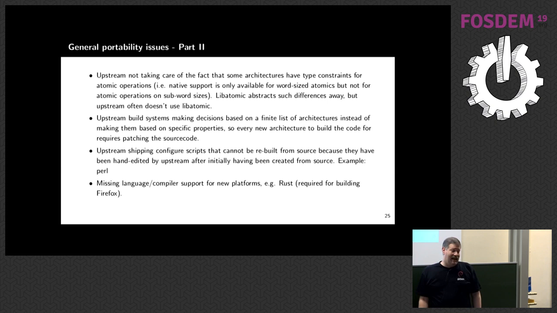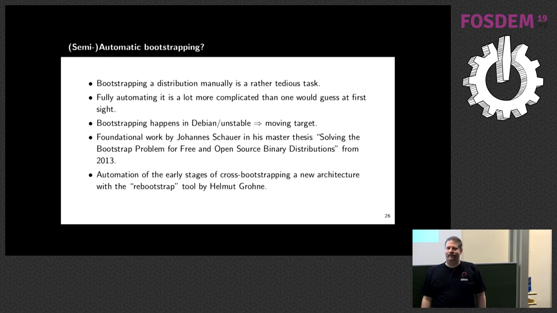Yeah. Doing all the package bootstrap, getting the ordering right, patching packages is rather tedious, and of course we would like to have that automated. Fully automating that is way more complicated than one would expect at first sight. A Debian developer has some years ago written his master thesis about bootstrappability issues, which has helped a lot. And there's a tool by Helmut Grohne, which is called Rebootstrap, which at least as far as possible automates the early bootstrap, so getting binutils, getting compiler, getting various GNU tools, getting several basic libraries, which we were very happy to have.